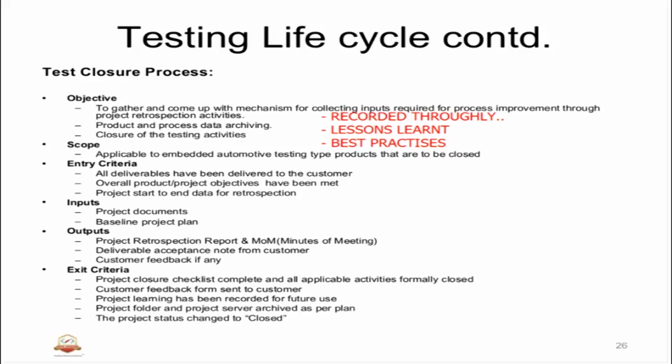Scope is applicable again for the product that is intended to be tested, and we have all deliverables. We have entry criteria in terms of all deliverables having been delivered to the customer satisfactorily. Overall product and project objectives have been met, including successful customer reports. Project start to end date for retrospection. That means we should retrospect what we have done. So this is a retrospection meeting.